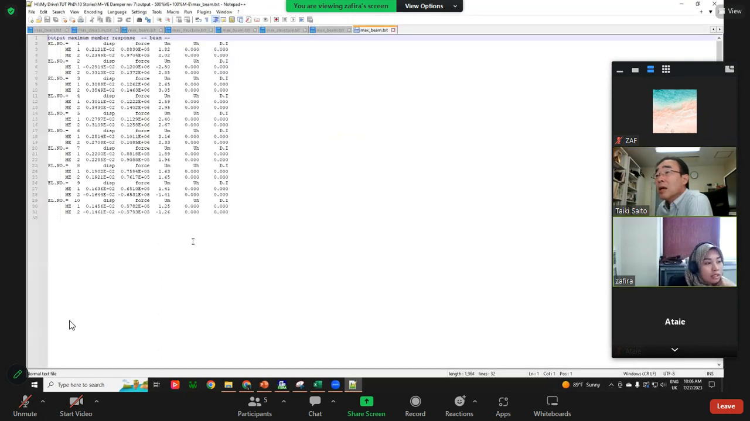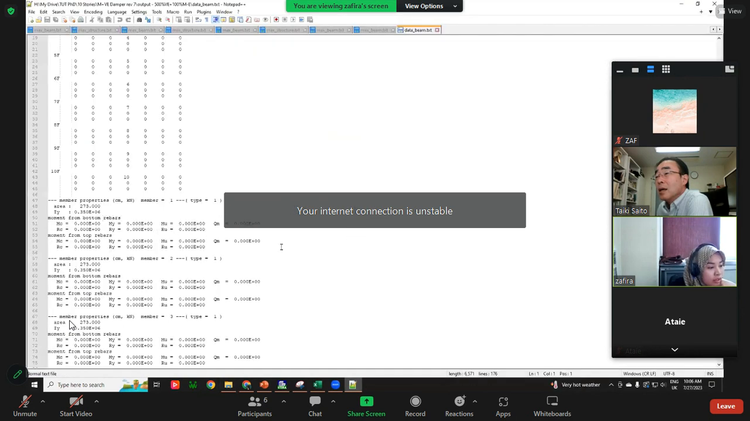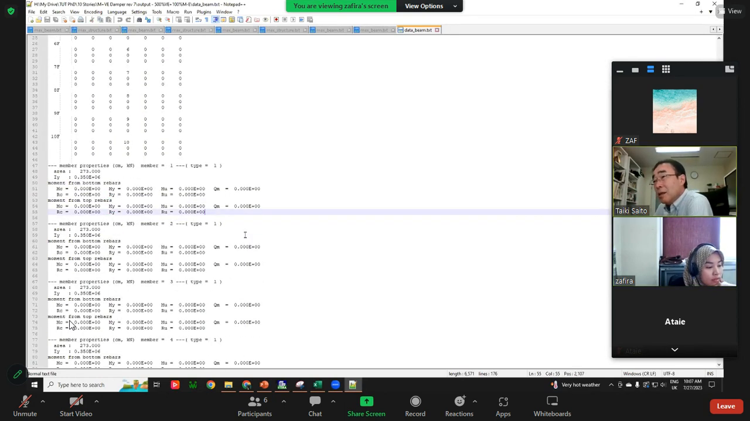Last time we discussed that the data for the beam is 0, because here they only show it for rebar. Sure.